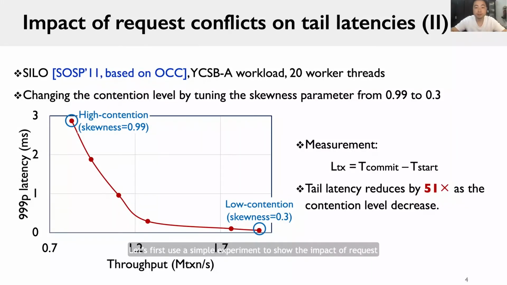Let's first use a simple experiment to show the impact of request conflicts on tail latencies. We use Silo, a classic OCC-based concurrency control protocol, to run the YCSB workload, and we change the contention level. As shown in the figure, the x-axis is the throughput and the y-axis is the 99.9% latency. The latency of a transaction is measured by using the commit time minus the start time. We can observe from the figure that as the contention level decreases, the tail latency of Silo reduces by 51 times.